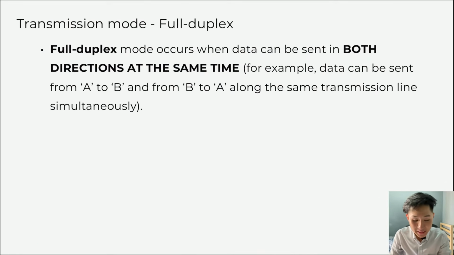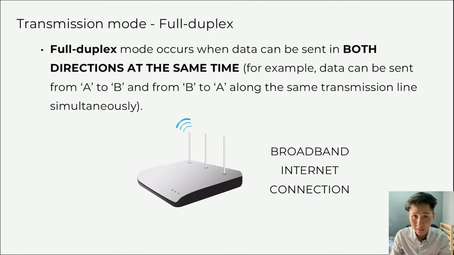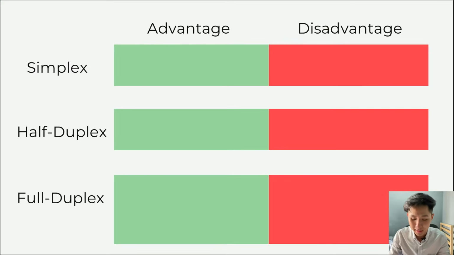So the third transmission mode is called the full duplex transmission mode, in which data can be sent in both directions at the same time, such as your broadband internet connection. You can send data to your broadband and the router will send it to the outside world and vice versa. So again, let's look at the advantages.